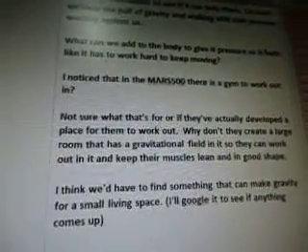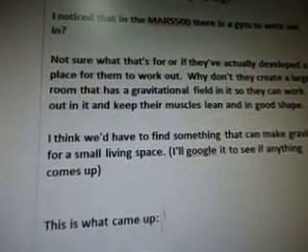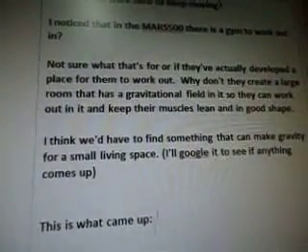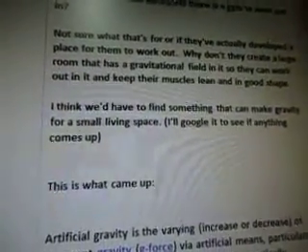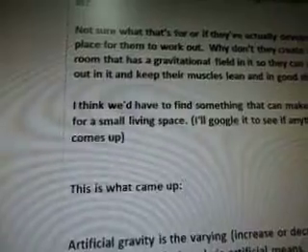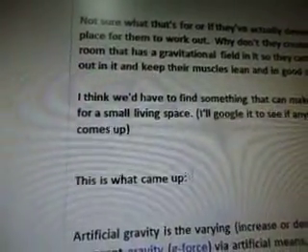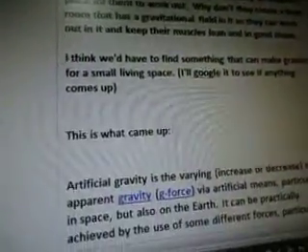Not sure what that's for or if they've actually developed a place for them to work out. Why don't they create a large room that has a gravitational field in it so they can work out in it and keep their muscles lean and in good shape? I think we'd have to find something that can make gravity for a small living space. I'll Google it to see if anything comes up.